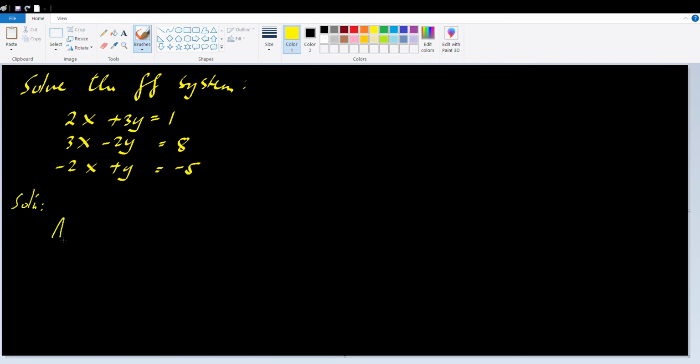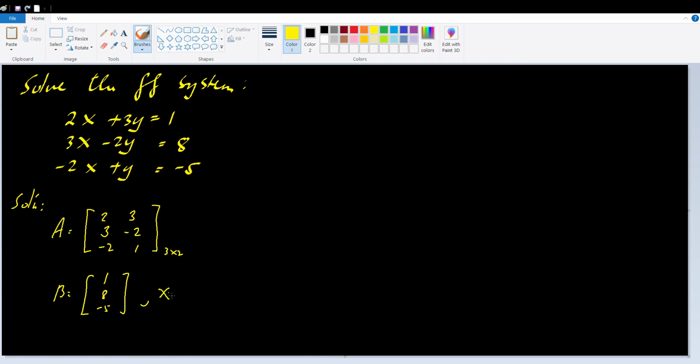let us define our coefficient matrix by plucking out all the coefficients of the unknowns. In 2x plus 3y, the coefficient of x is 2 and the coefficient of y is 3. So that forms the elements of the first row. Then 3, negative 2, and negative 2, 1. So our matrix A is a 3 by 2 matrix: 3 equations in 2 unknowns. Next, our matrix B consisting of the pure constants 1, 8, and negative 5.